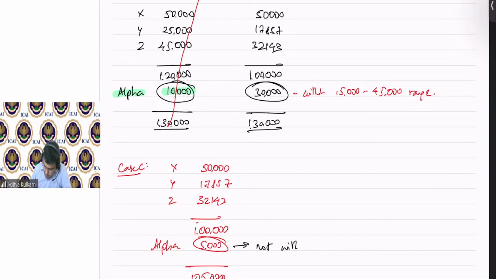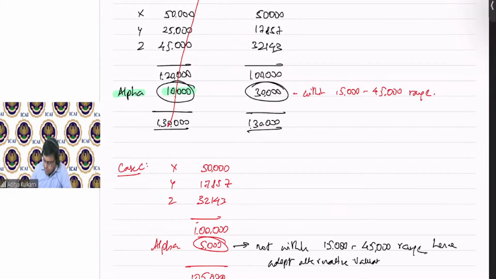Therefore, not within 15 to 45,000 range. Hence, adopt alternative valuation methods. Cost plus valuation could be one. It could be observing the fair values. So you have to adopt alternative. You cannot do this because it's not falling within that range, and remaining all other data is not given to us.